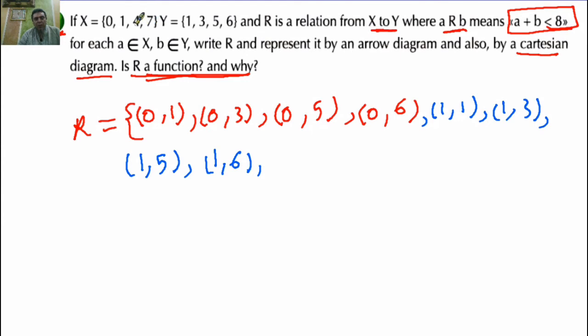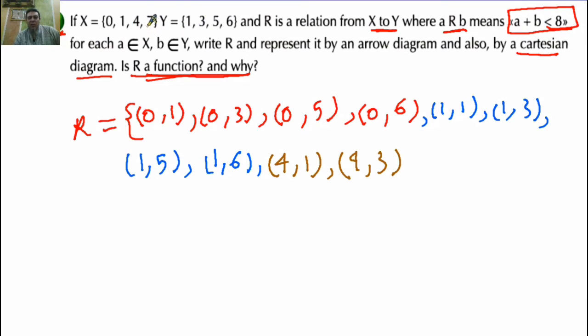After that, the element 4. 4 plus 1, 5 less than 8, then (4, 1). 4 plus 3, 7 less than 8, then (4, 3). 4 plus 5, 9. 9 is not less than 8, then 4 is not connected with 5. 4 plus 6, 10. 10 is not less than 8, then 4 is not connected with 6.